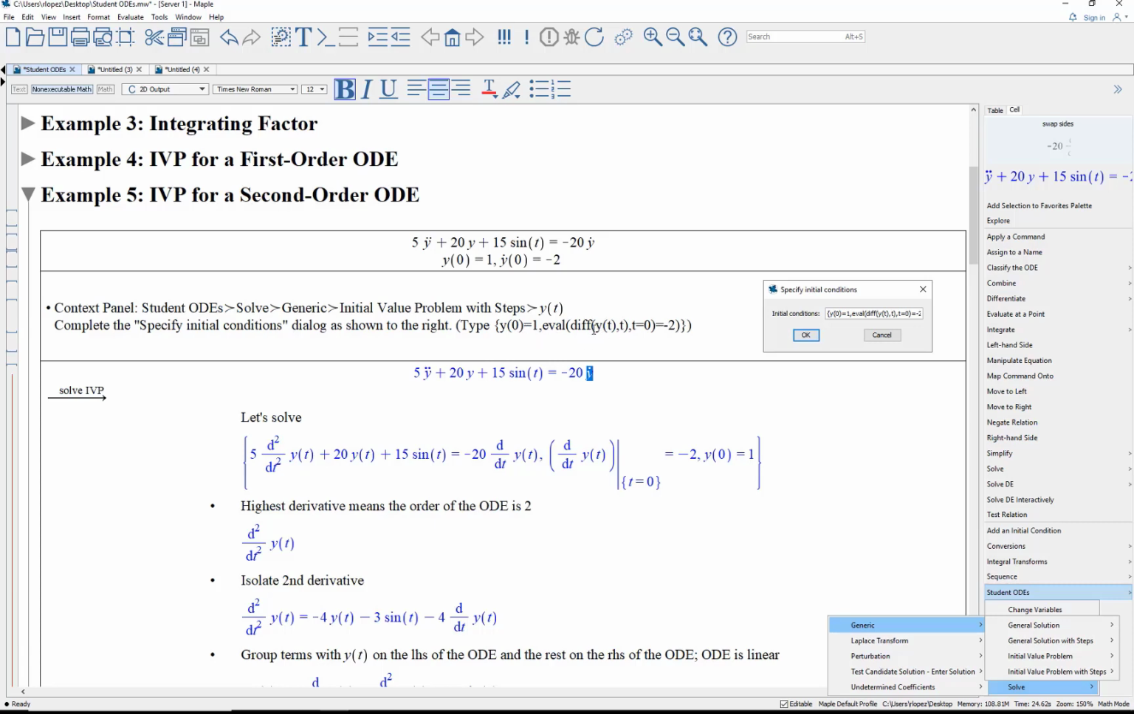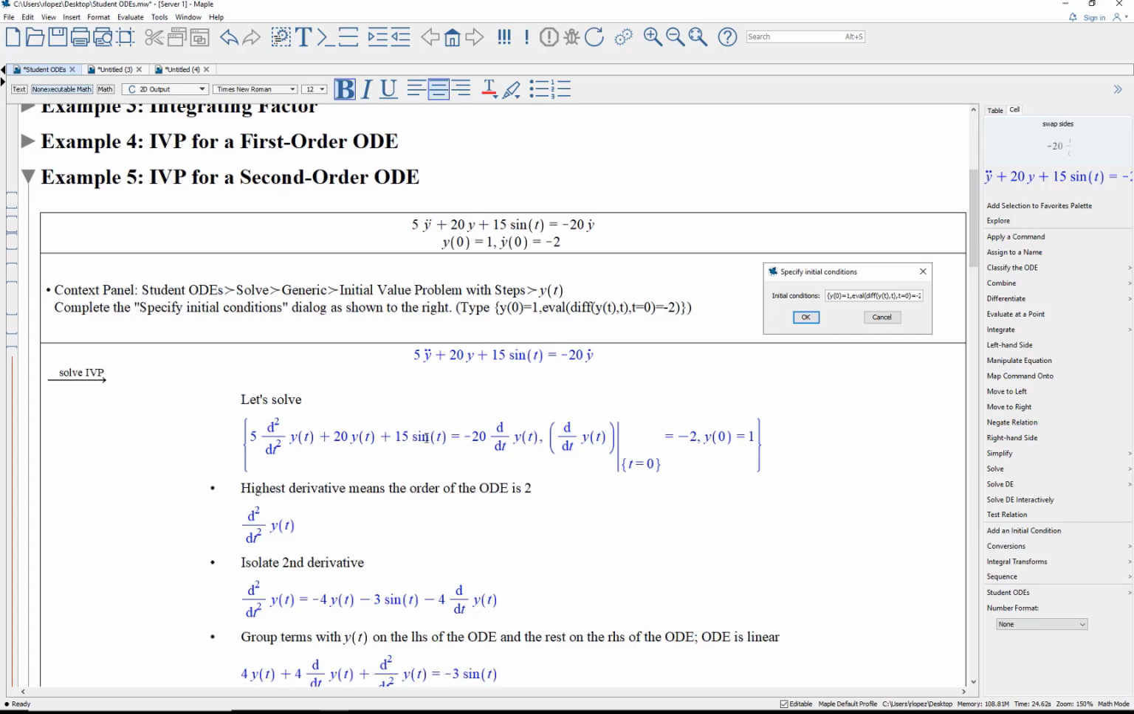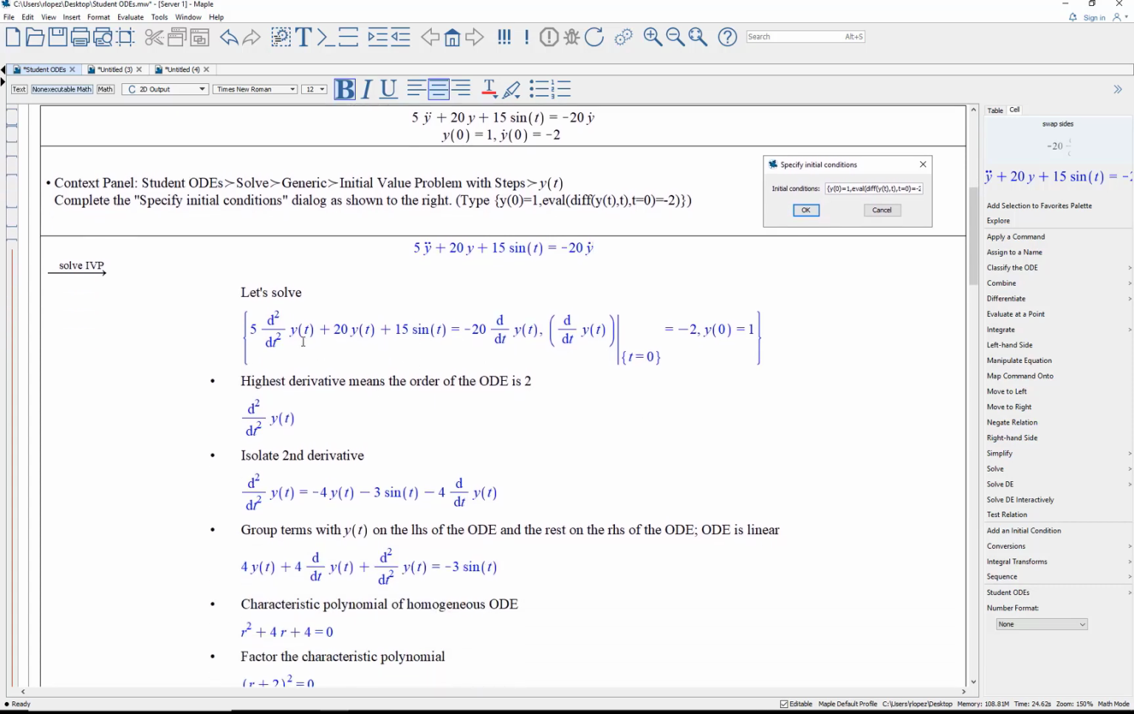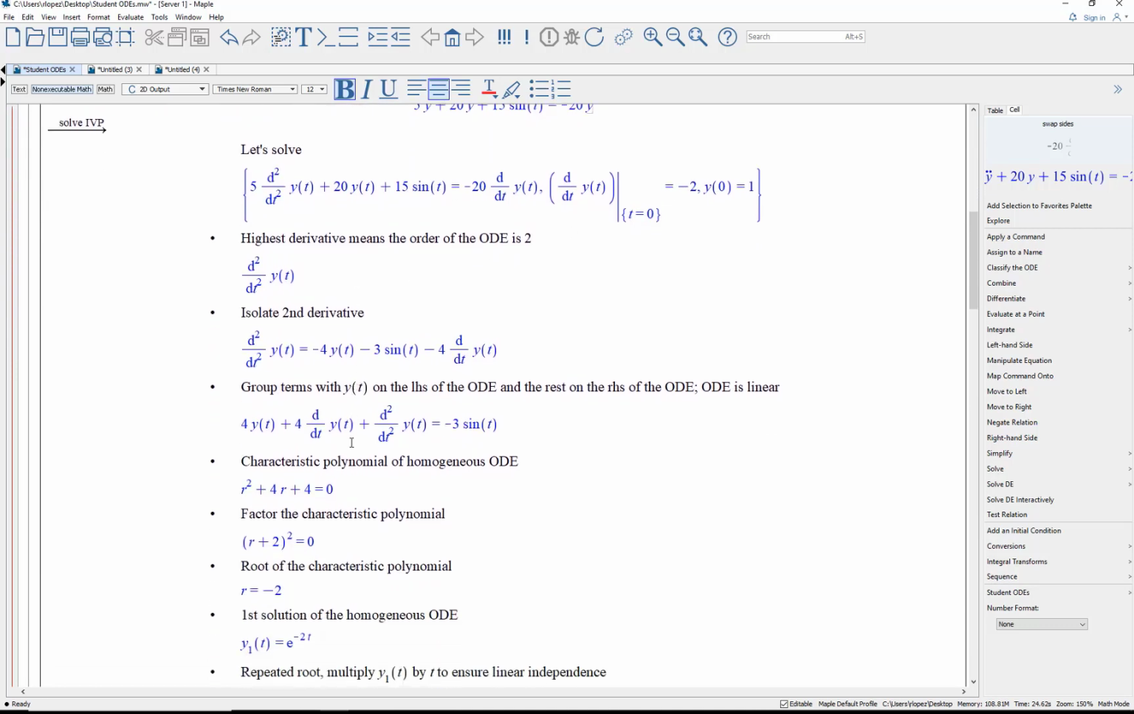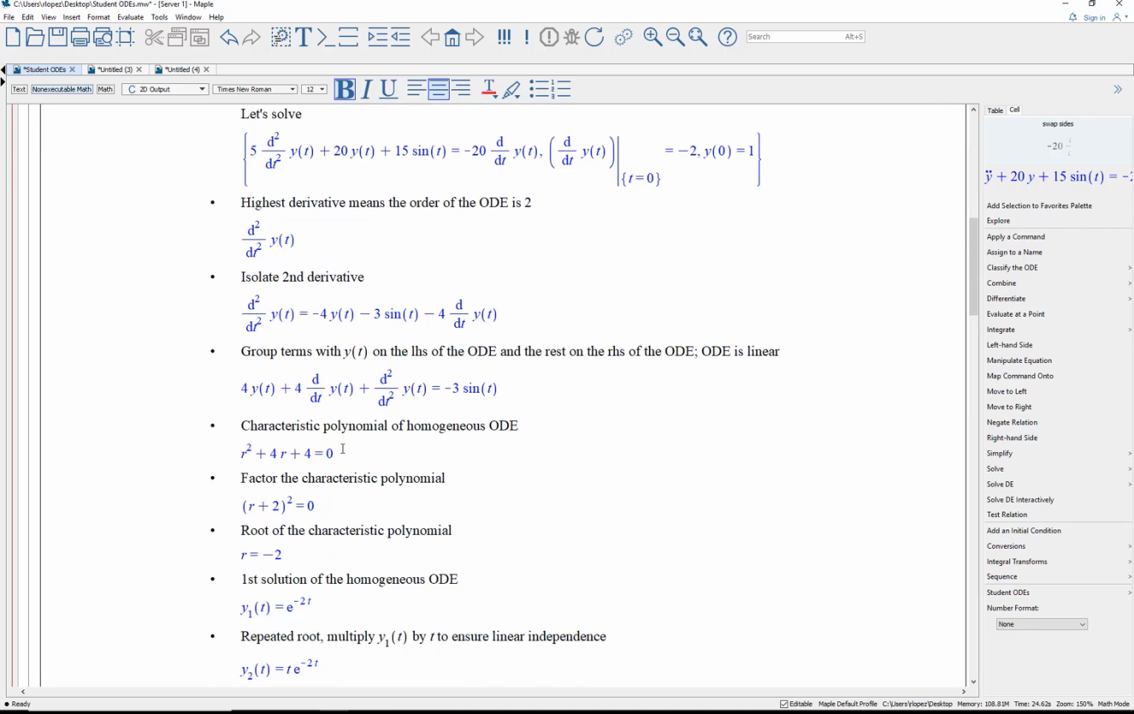Now, this is a bit awkward to type, and MapleSoft has been advised that there is simpler notation, and that's being worked on. So, the stepwise solution, here's the problem being solved. Maple puts the equation in an order that it prefers.